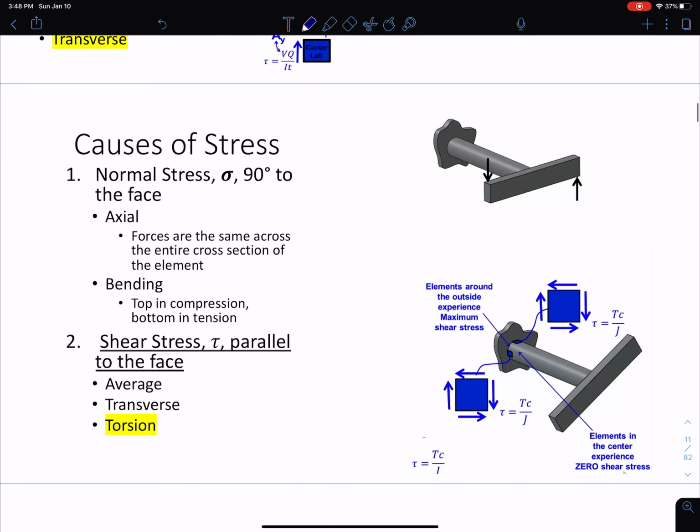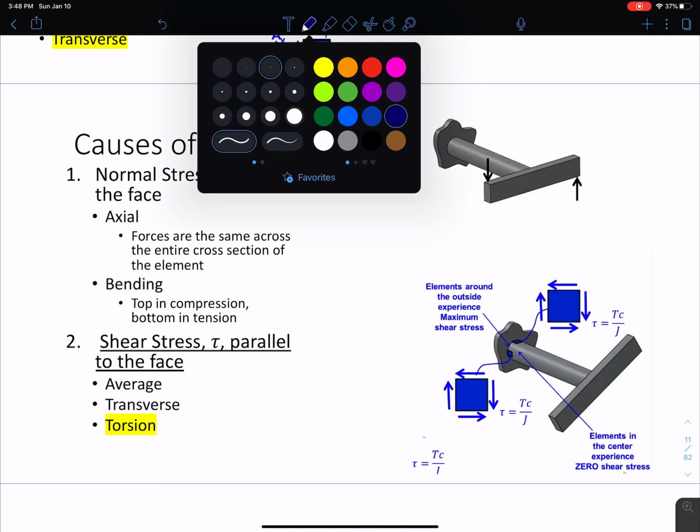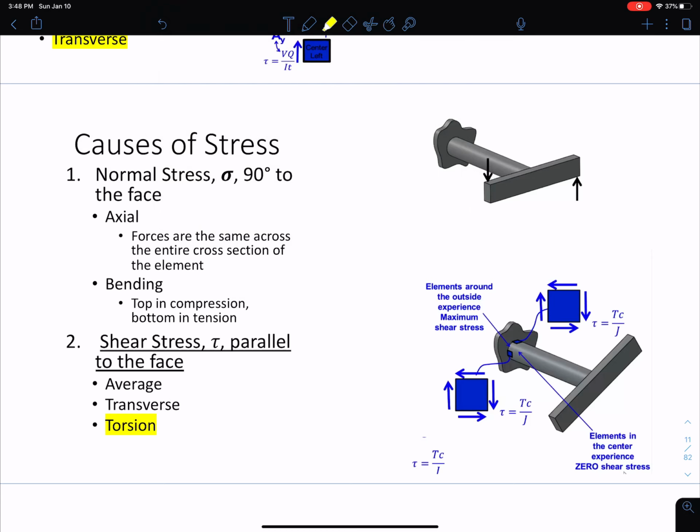And the last type of stress that we have to deal with is torsion. So remember, torsion is like moment, except now you're twisting about the x-axis instead of rotating about the z-axis. So we have our own special formula for torsion, which is TC over J. J is my polar moment of inertia.